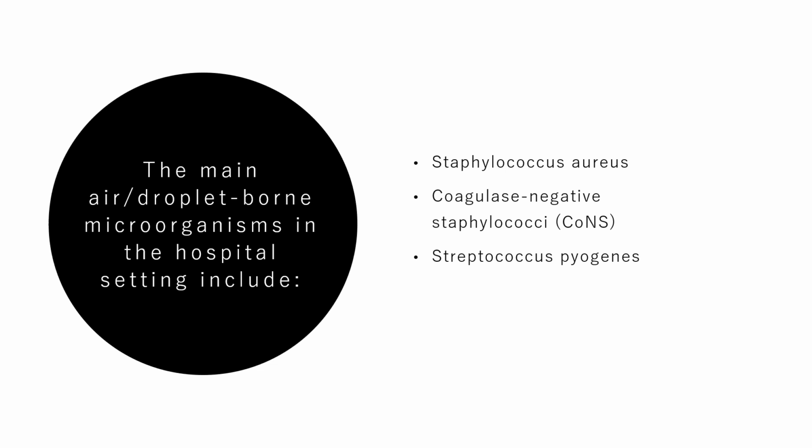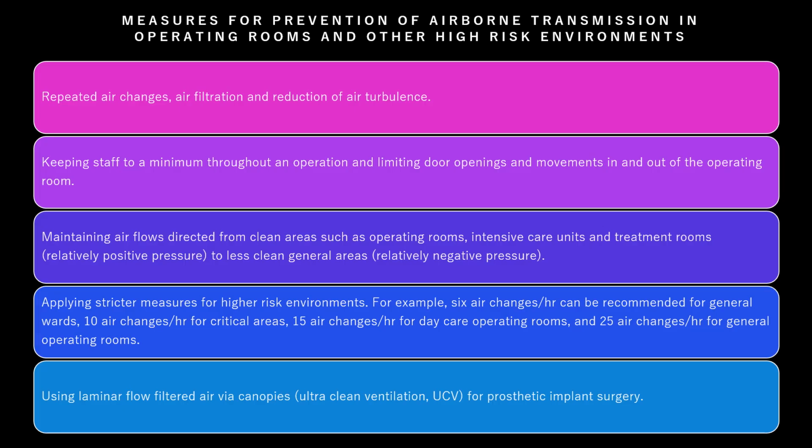The main droplet-borne or airborne microorganisms in the hospital include Staph aureus, coagulase-negative Staphylococcus, and Streptococcus pyogenes. Measures for the prevention of this airborne transmission in operating rooms and other high-risk environments include repeated air changes, air filtration, and reduction of air turbulence, keeping staff to a minimum throughout an operation, and limiting the door openings and movements in and out of the operating room.